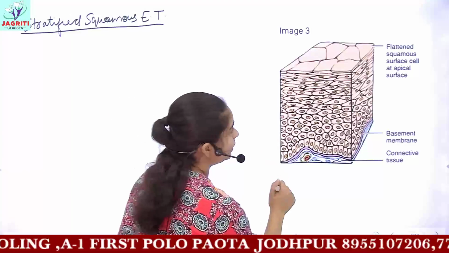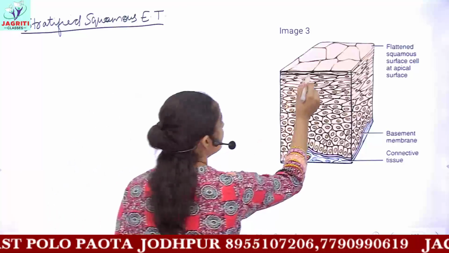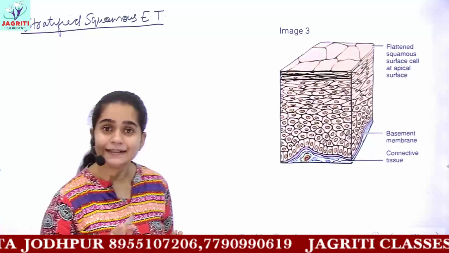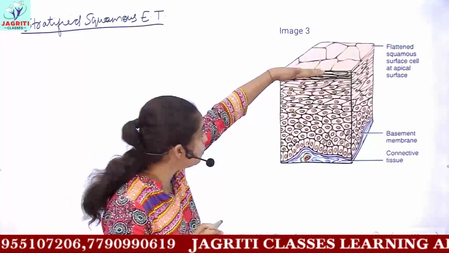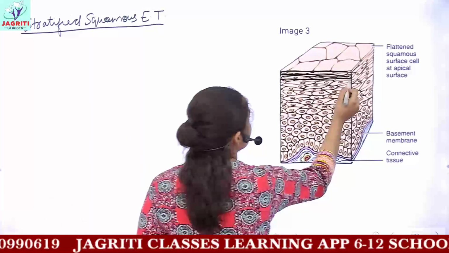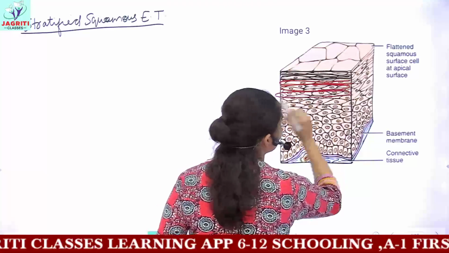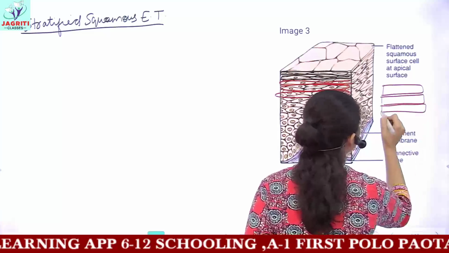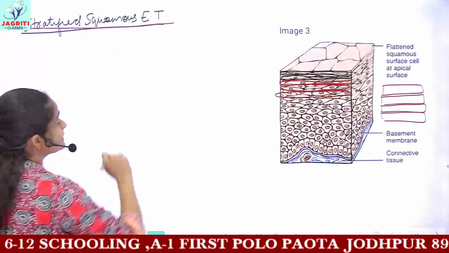See here, what do we have? This is your first layer of simple squamous. Then this is the next layer of the simple squamous tissue. Are you getting the point? If you arrange layers of simple squamous epithelium one above the other, like we have done in this, this would be your third layer of cells. This is your fourth layer. So you can see when simple squamous epithelium is arranged in the form of layers one above the other, then you get your stratified squamous epithelium.